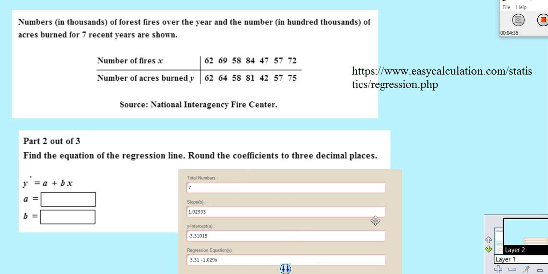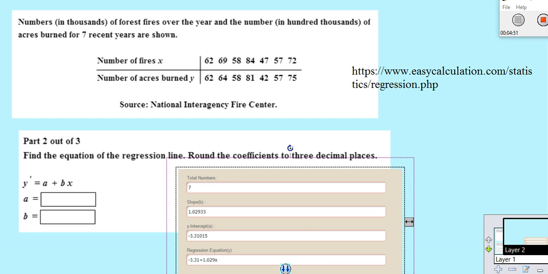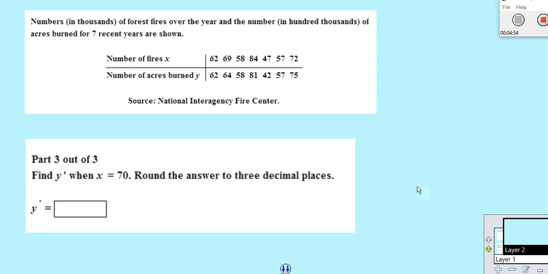Okay, next piece, let's keep in mind this equation. I'm going to bring that equation with me. For the next thing, we want to make a prediction. The whole idea here is that we collected this data that represents the population, and inside the parameters of this population, I want to make a prediction. My parameters here are a number of fires between 47 and 84. That's my range. So what would happen if I had 70 fires? How many acres would I burn?